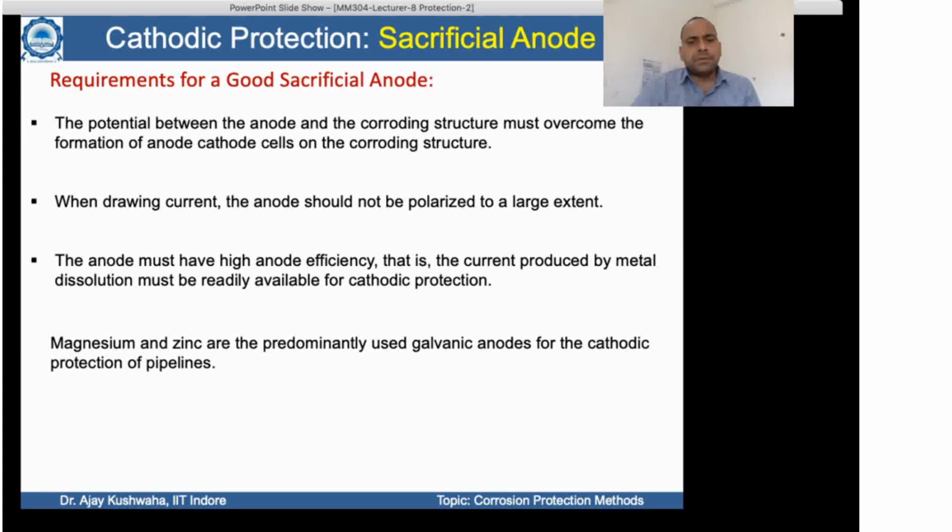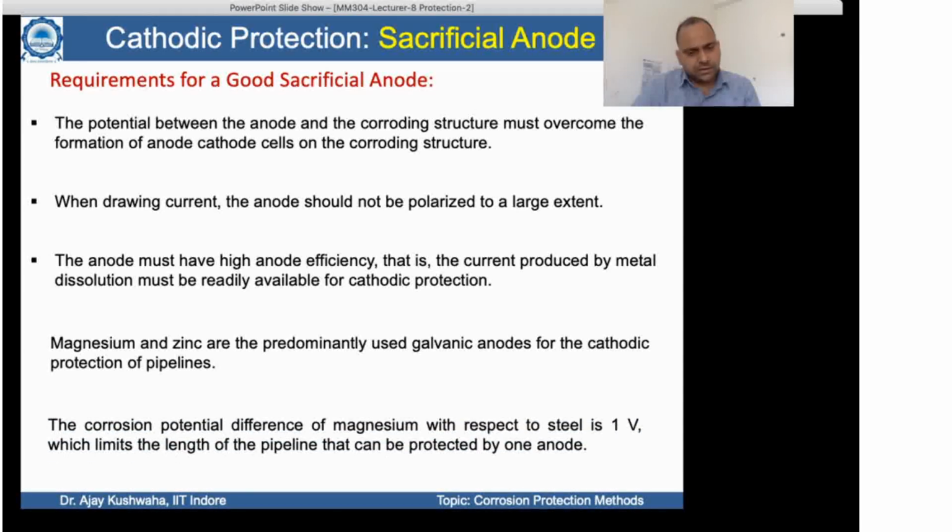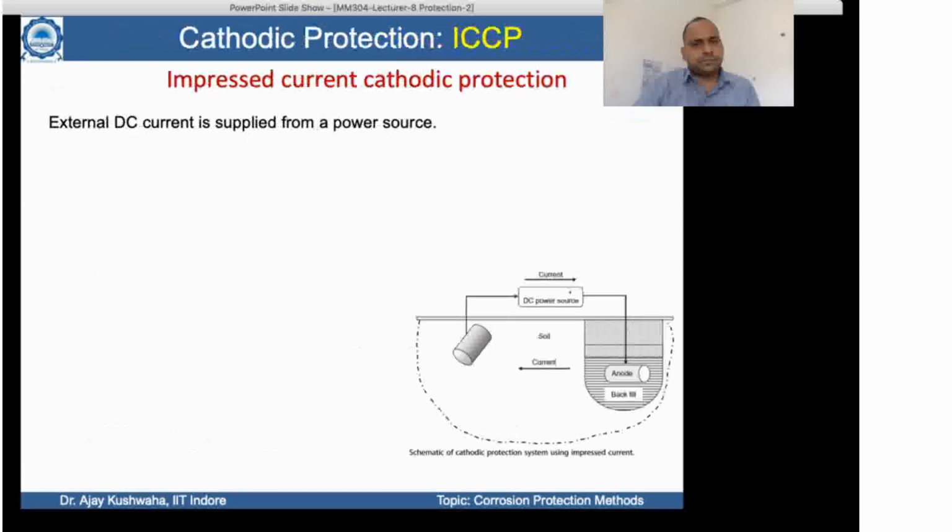Magnesium and zinc are the predominantly used galvanic anode materials for cathodic protection in pipelines. The corrosion potential difference of magnesium with respect to steel is 1 volt, which limits the length of pipeline that can be protected by one anode. Since it's 1 volt, we cannot take an infinitely long, or even a few kilometers long, pipeline and just connect it with one anode, because it's only 1 volt. So how much can it be distributed? Based on that, we have to understand.